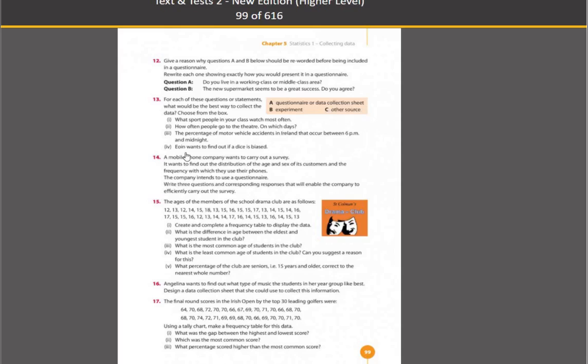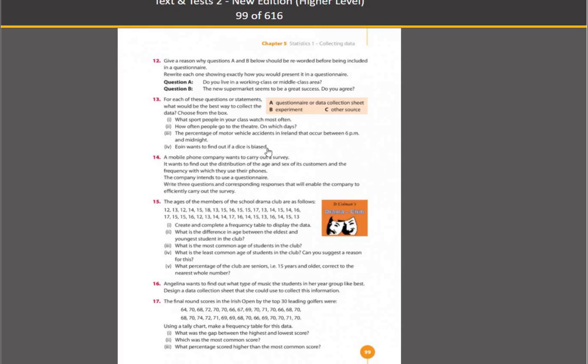Owen wants to find out if a dice is biased. Well, he would do an experiment. He would experiment on the die, flipping it 100 times and recording the data, and he would expect roughly an even division of results. The bigger the experiment number, the more accurate your results.